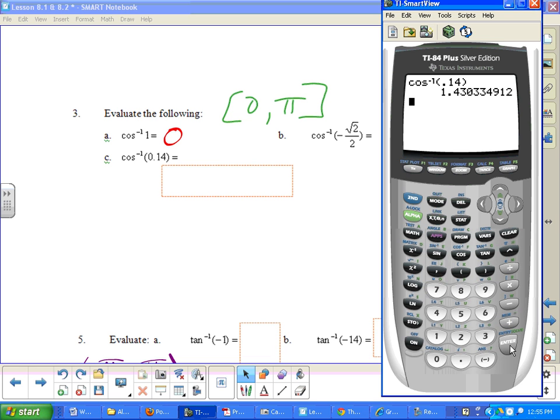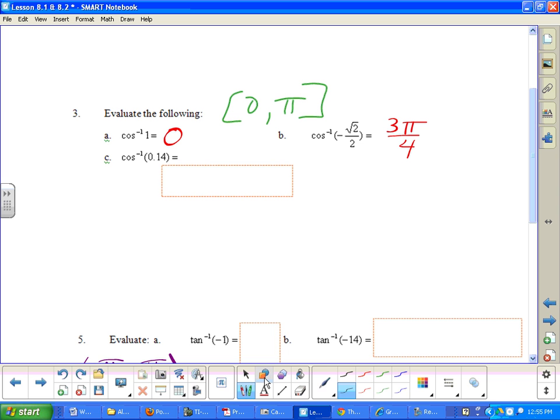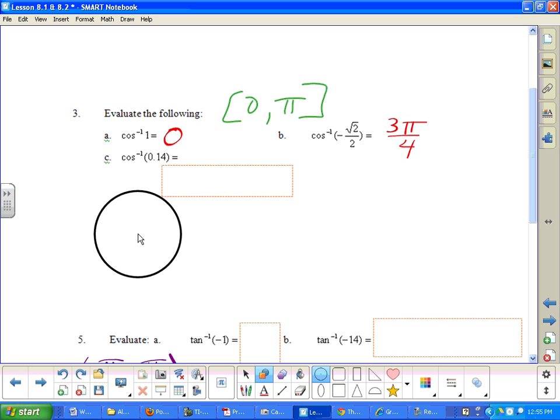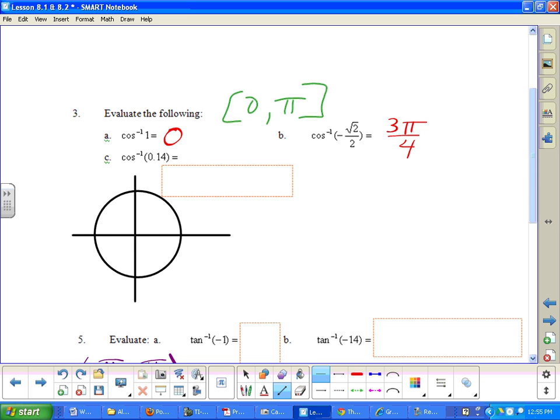Okay? If I have 3 pi over 4, your calculator is not going to say 3 pi over 4. It's going to give you a decimal number. Now I want you to think about something for a minute. When we're in radians, you need to understand this. This is 0 radians, correct? This is pi over 2, right? Here's pi. But now let's start talking about numbers. I know what those things are, but what are the numbers?